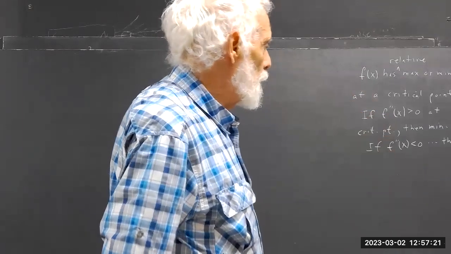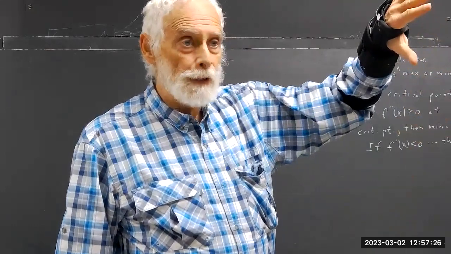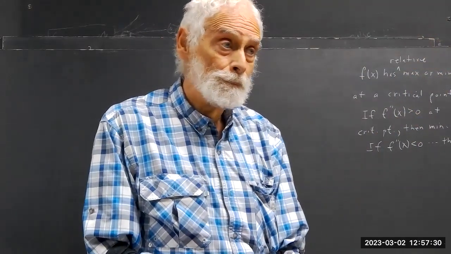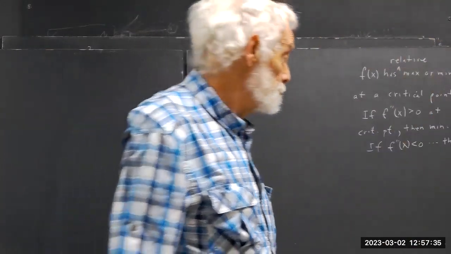So if f double prime is greater than 0, that means the function is concave up. If it's at a critical point, that means that's going to be a minimum. If it's concave down, it's going to be a maximum.